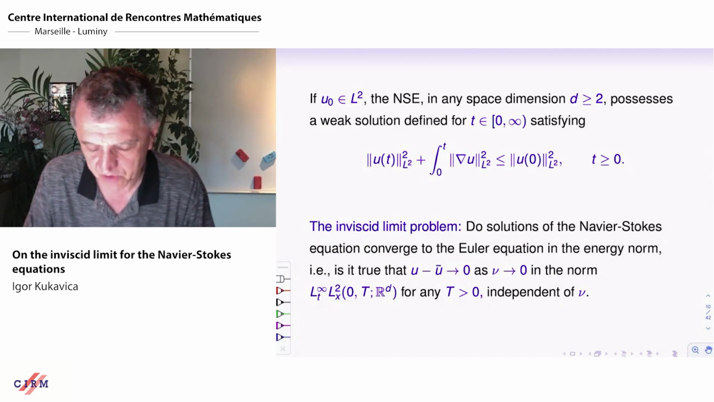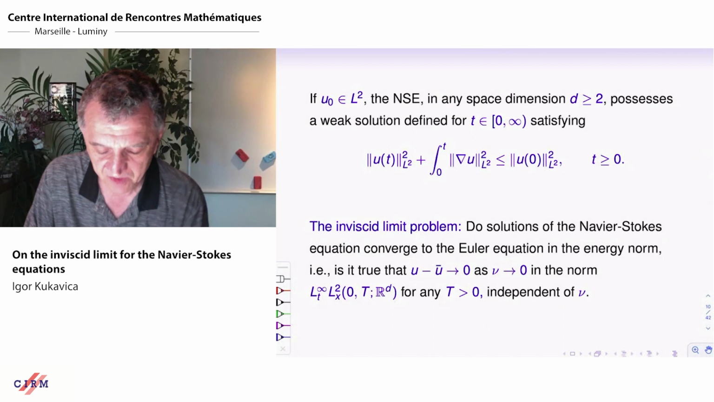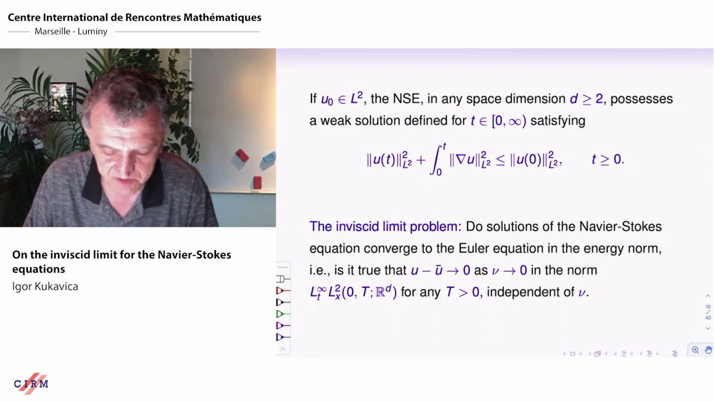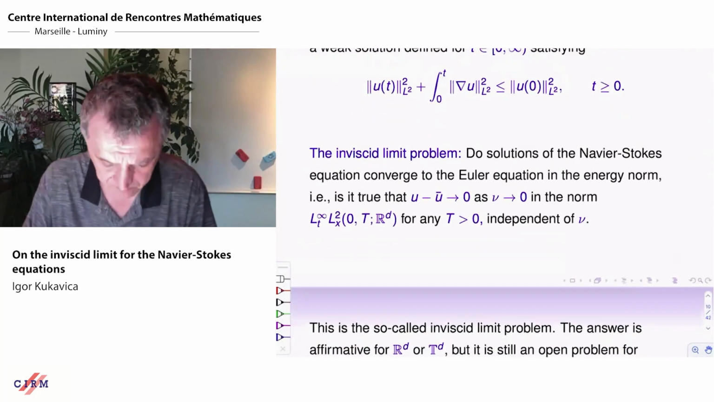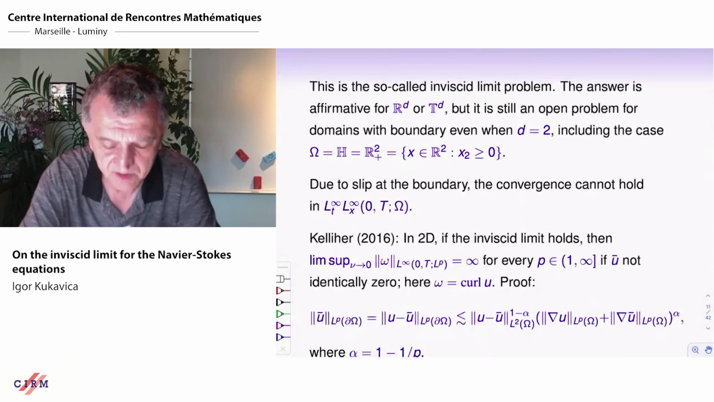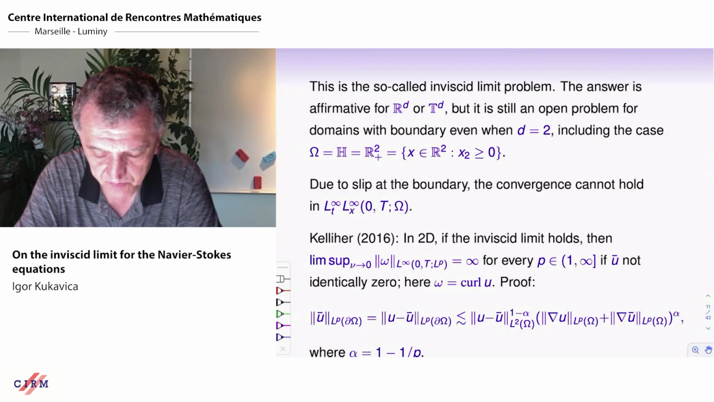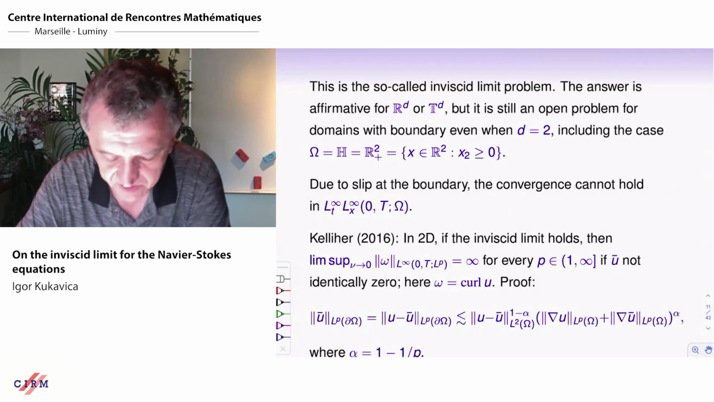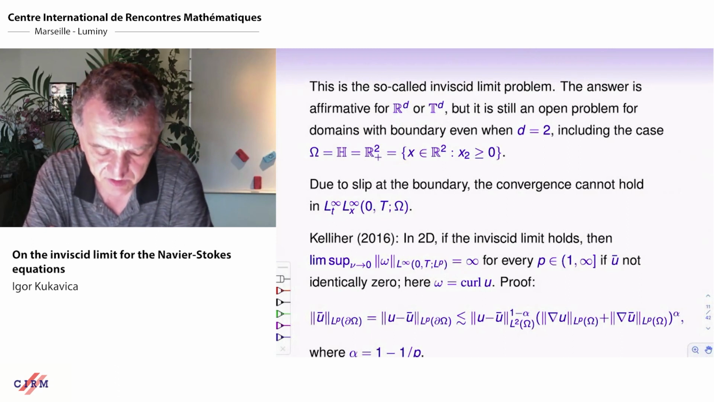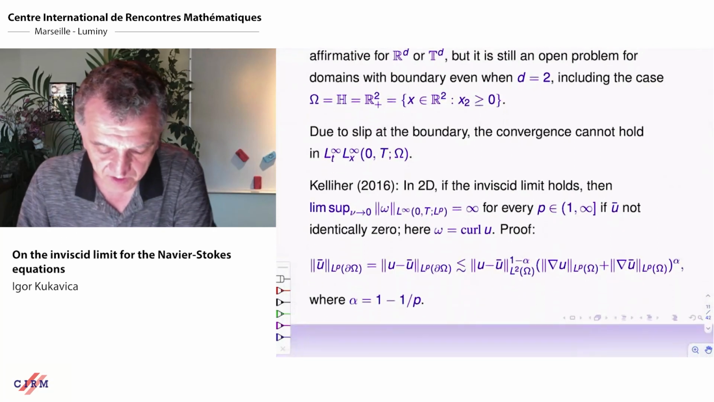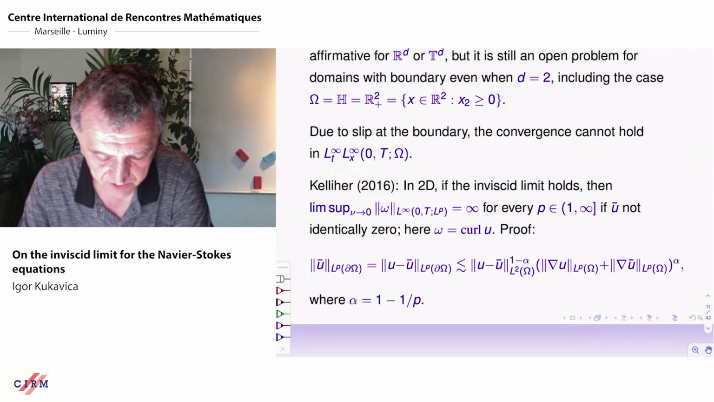So it does not have to be all the way to infinity, and it's probably not even true all the way to infinity, but for a short time it seems possible. Okay, in this extent, the problem is still completely open. It's one of the big problems in fluid dynamics. So again, if there's no boundary, it's true, but when we have the boundary, then it's not known. We know that the convergence, as I mentioned from the picture, cannot hold in L infinity.